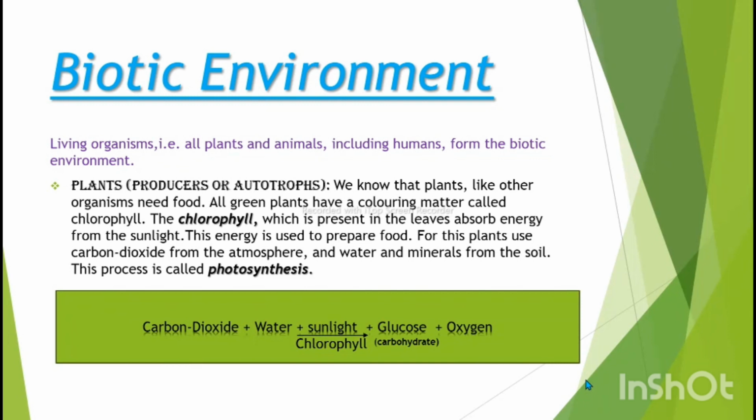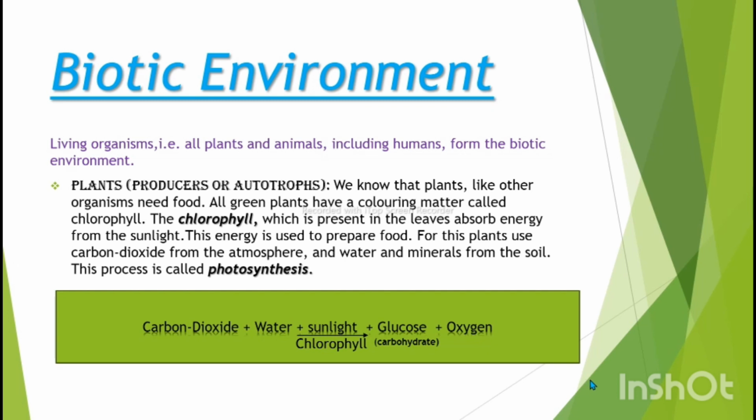Now, first is the biotic environment. Living organisms, i.e., all plants and animals, including humans, form the biotic environment. The first organism on our list is plants. It is also known as producers or autotrophs. We know that plants, like other organisms, need food. Yes, like we need food for energy, they need food for energy too.